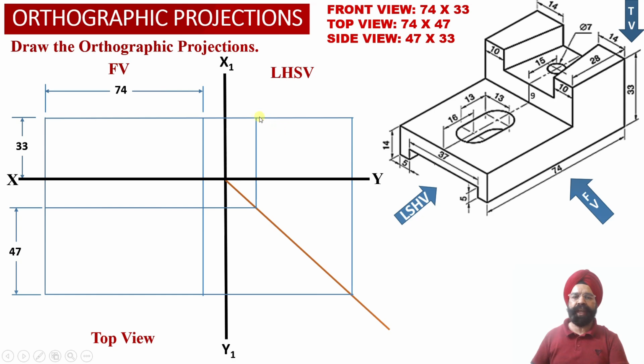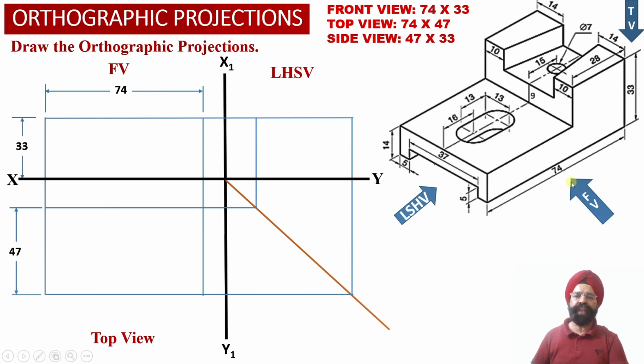So now we can check the left hand side view face of the solid. It has been obtained in the orthographic projections over here, measuring 47 millimeter depth of the solid and 33 millimeter height of the solid. Now let us proceed to evaluate the orthographic front view projections of the solid.